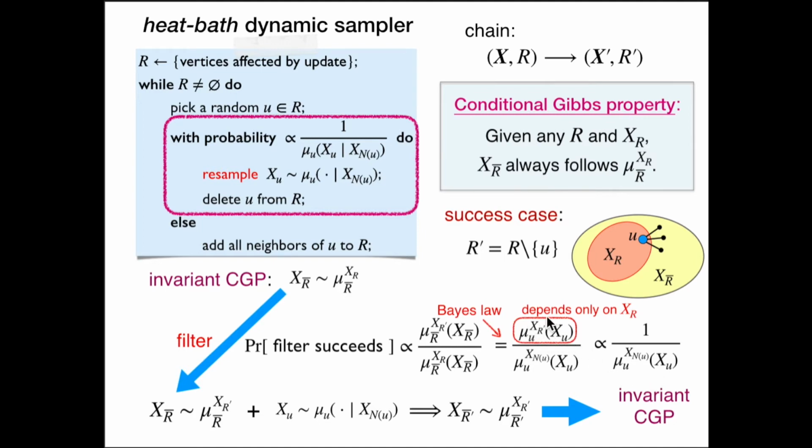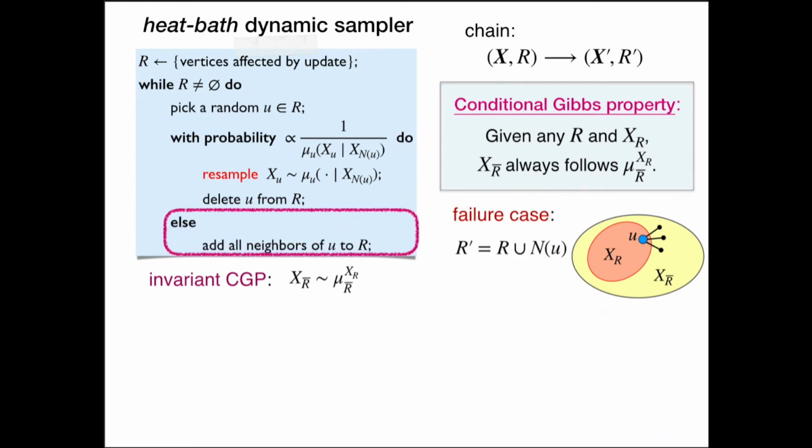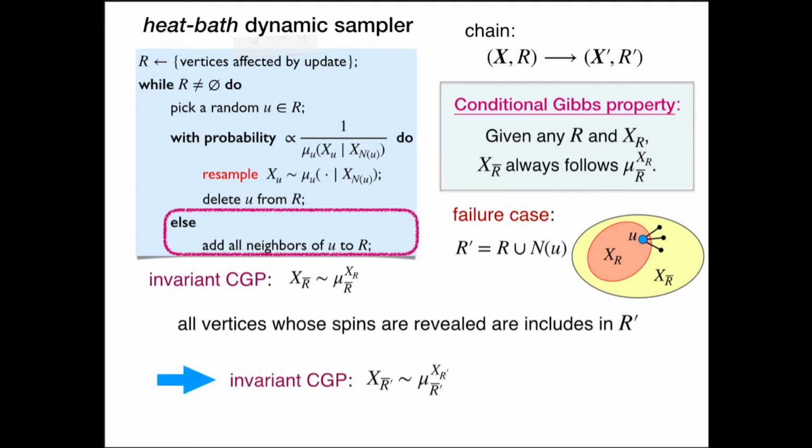Here the numerator depends only on X_R, which is fixed as a boundary condition in the beginning by the conditional Gibbs property. So it can be treated as part of the normalizing constant. This gives us exactly the filter in the algorithm. That's for the success branch. And for the failure branch of the filter, we simply include all vertices the algorithm has just observed into the set R. So the conditional Gibbs property holds trivially for the next step, because the algorithm has put everything it has been conditioned on into its boundary condition. Overall, the conditional Gibbs property holds invariantly for this simple algorithm.